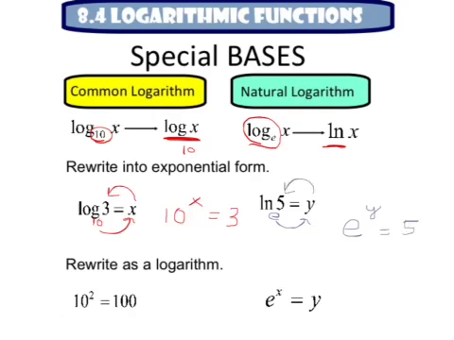If I need to go into logarithmic form, I would rewrite 10 squared as 2 equals log, and since it's going to be base 10, I'm not going to write it, just log 100. Same thing for e to the x. I'm not going to write the base e. I'll say x equals, start with that exponent, log base e, I'm just going to write ln. Why? Because this is the same as log base e.